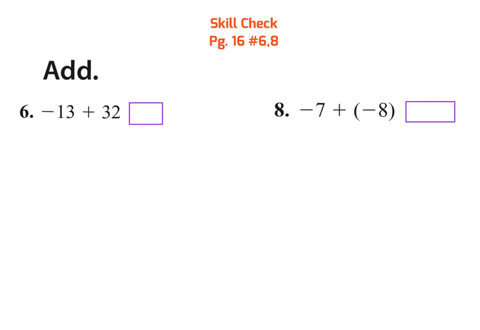Number 6, same sign or different sign? So did you add or subtract these? Subtracted. Which one was farther away from 0? Your positive or negative? Positive. So your answer should have been positive 19. 8, same or different signs? So we should have added or subtracted? Added. And then my signs were both what? Negative. So my answer was negative 15. Good deal? Easy enough? All right.